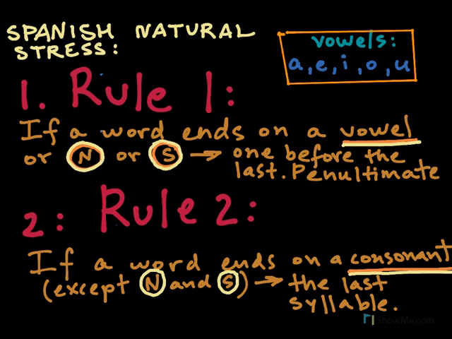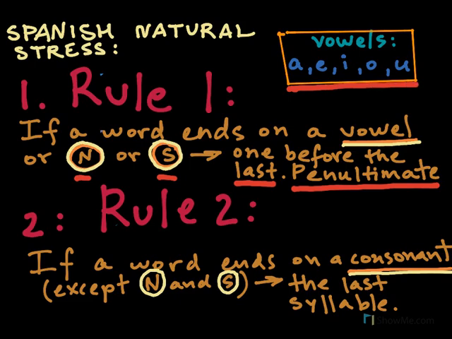In Spanish, there is a natural stress rule, which means that rule number one says if a word ends on a vowel or N or S, they're consonants, but they are lumped together with the vowels, then the stressed or tonic syllable is the one before the last, also known as the penultimate syllable. Yeah? And please remember, those are the vowels.